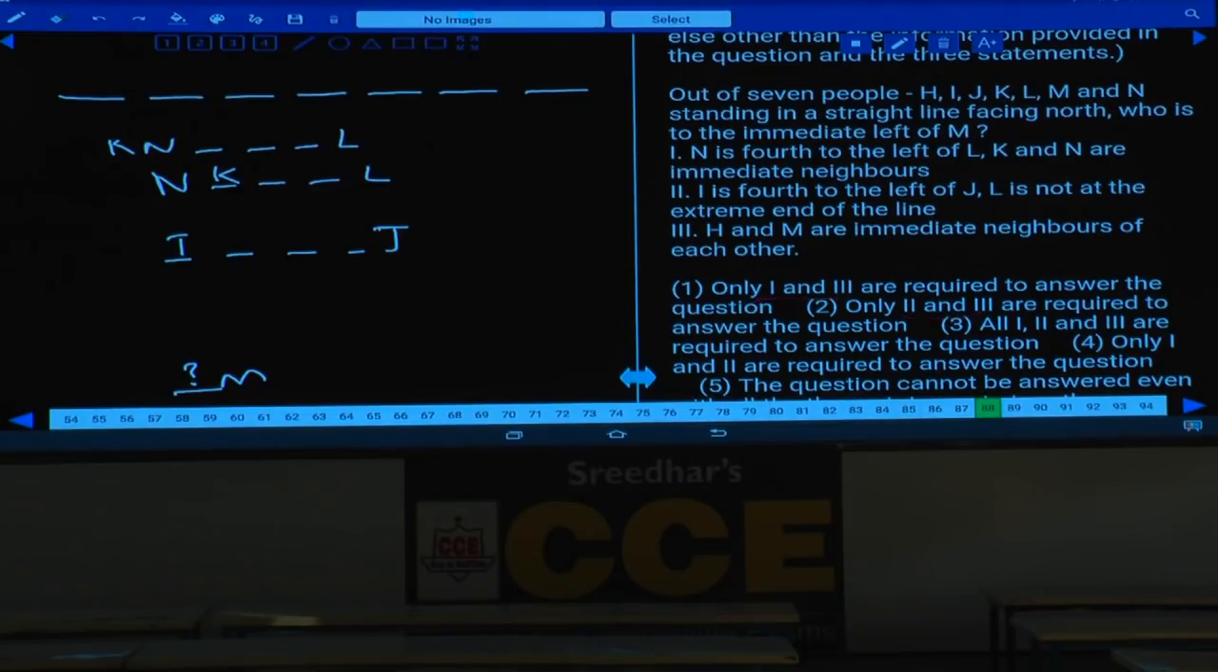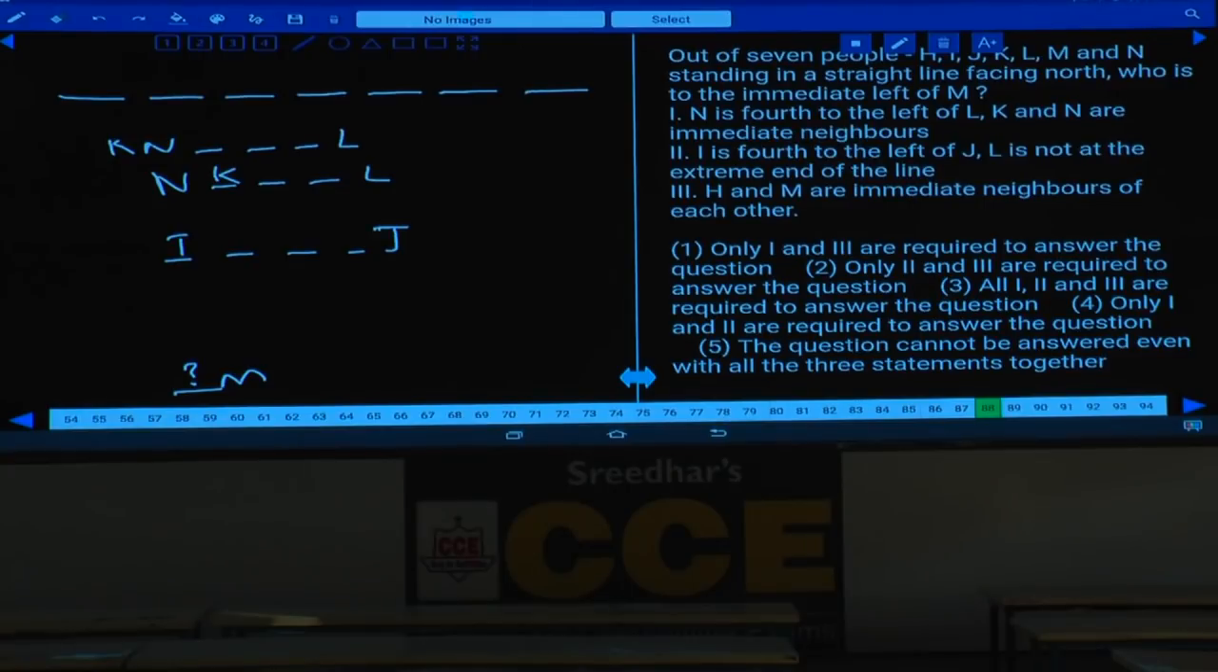And 1 and 3 is not sufficient, 2 and 3 is not sufficient, then we should check out 1 and 2. Now in 1 and 2, 1 is here and the second one is what? I is 4 to the left of J. L is not at the extreme end, here also we cannot identify.